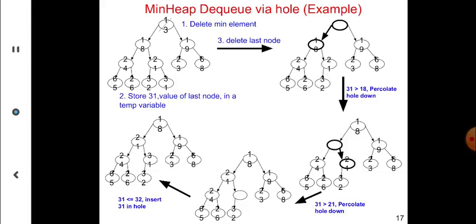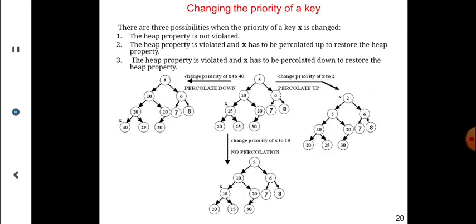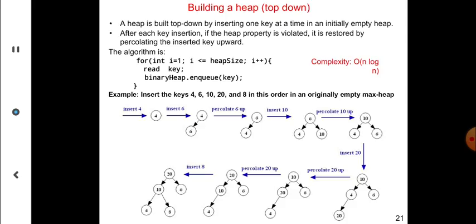Via hole also we can do the MinHeap implementation, deleting an arbitrary key. You can delete this key and you can understand how you reallocate. Changing the priority of a key is like this. You are changing the property of the key, using either percolation up or percolation down.